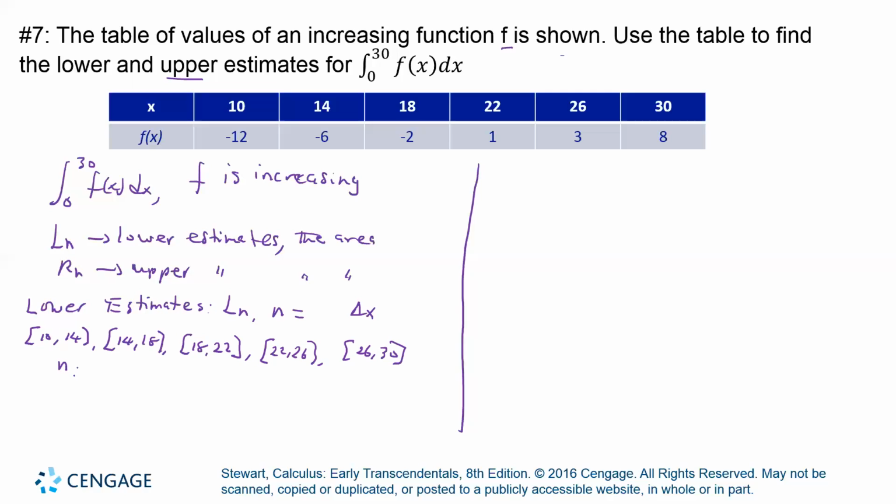So how many are there? Your n is 1, 2, 3, 4, 5. So n is 5. So then what is your delta x? It is b minus a divided by n. So in this case, it will be 30 minus 10 divided by 5, sorry, it's 10, because that's from 10 to 30, divided by 5. That will give me 4. So if that is the case, then I want to find L4.